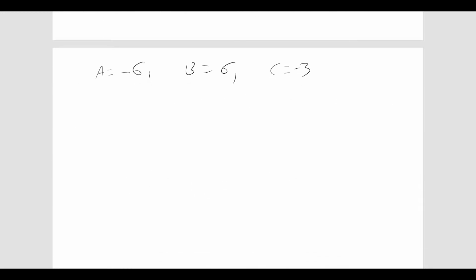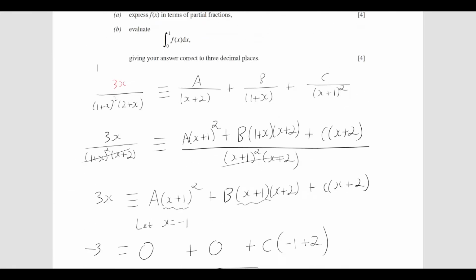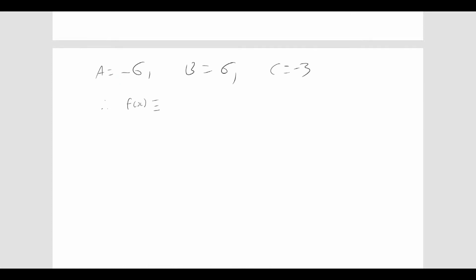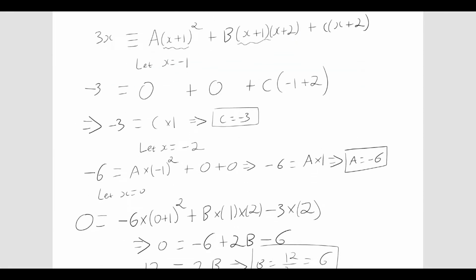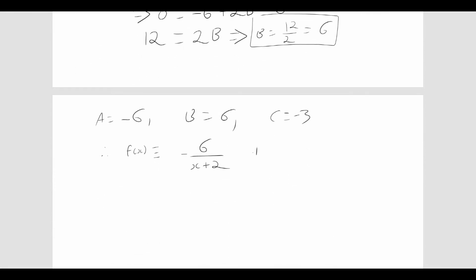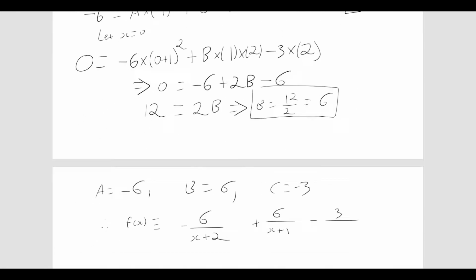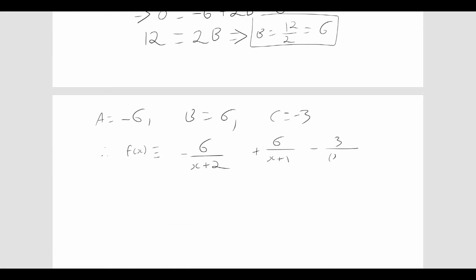So we get f of x is equivalent to a over x plus 2, so minus 6 over x plus 2, plus b, which is plus 6 over x plus 1, minus 3 over (x plus 1) squared. Okay, so that's the partial fraction expansion.